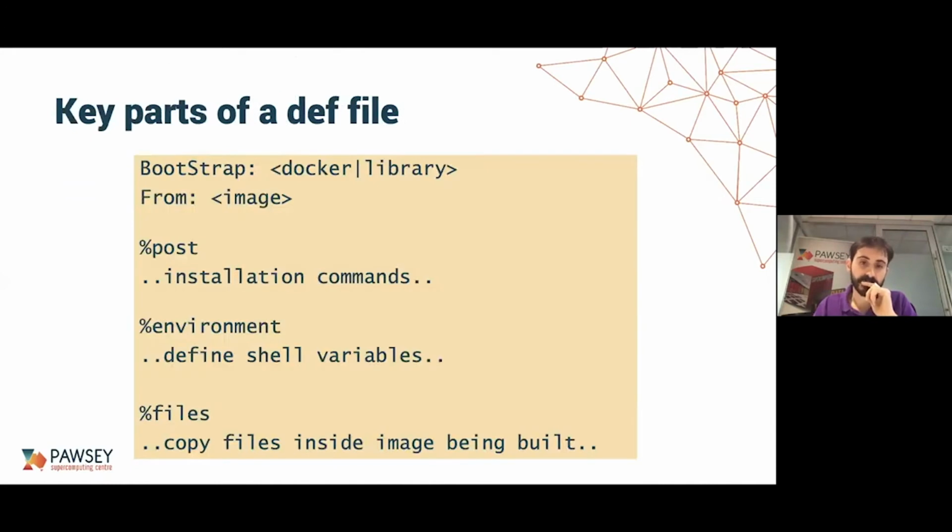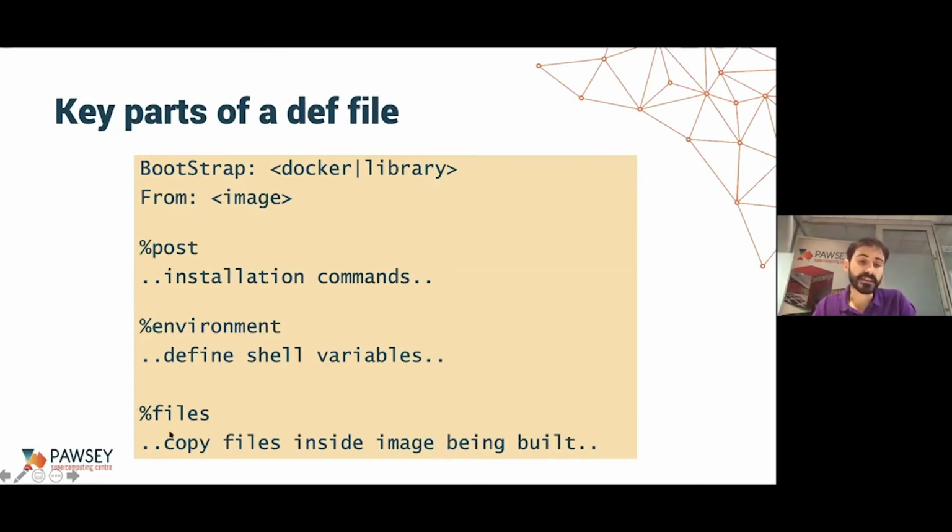Let me just add a couple of comments from the slides. On the key parts of the definition file, I mentioned three already: the base image with bootstrap and from, the Linux commands with post, and the shell variables with environment. There is a fourth one you might want to know as a key component, which was not used in this example, but you might often need.